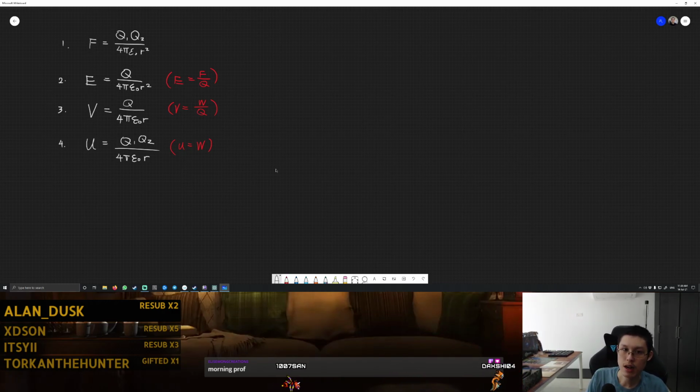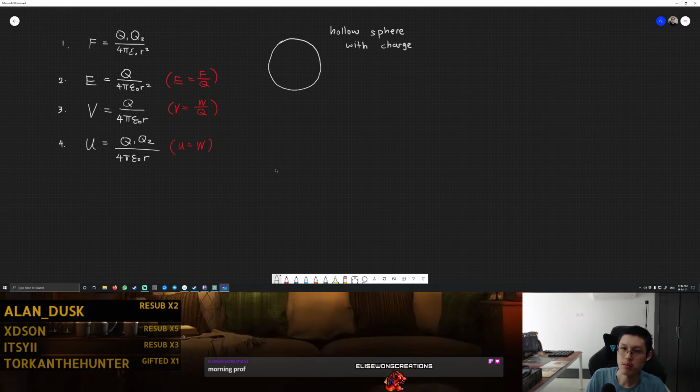Okay, so the other thing that I haven't really talked about is what happens to the electric field strength and electric potential when you go, say, inside the surface of a uniformly charged sphere. So let's say we have a hollow sphere with some positive charge, positive Q. This positive charge is distributed evenly on the surface of the sphere.